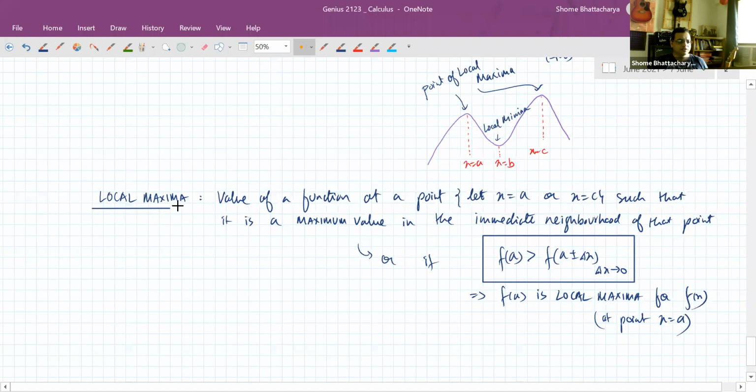So in everyday language, we can say that local maxima is the value of the function at a point where it peaks, where there's a temporary peak. It may not be the biggest peak. It may not be the biggest value. It may not be the global maxima. Okay, but it's at a peak. So it is a peak point. The graph of y is equal to f(x).